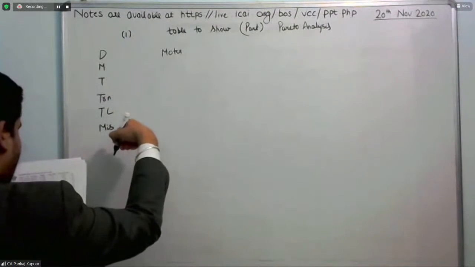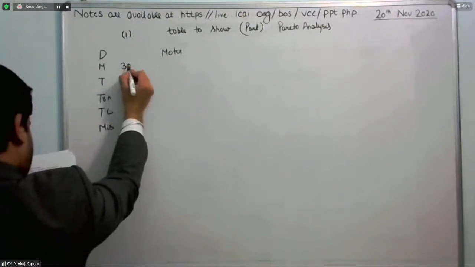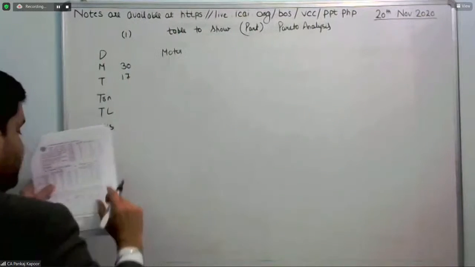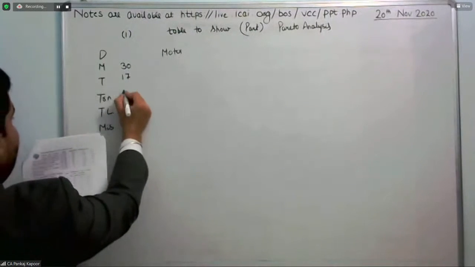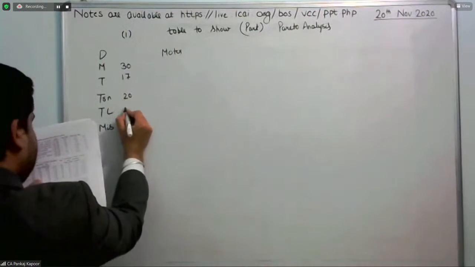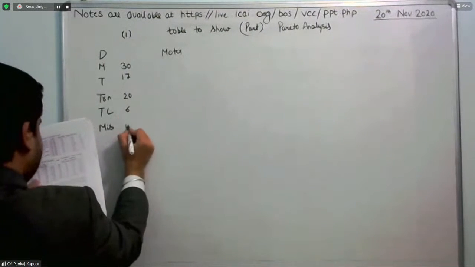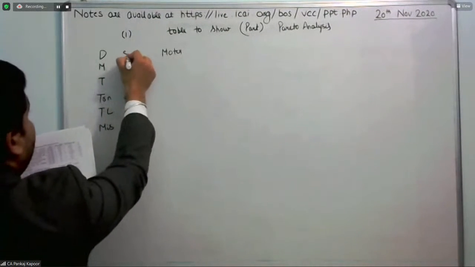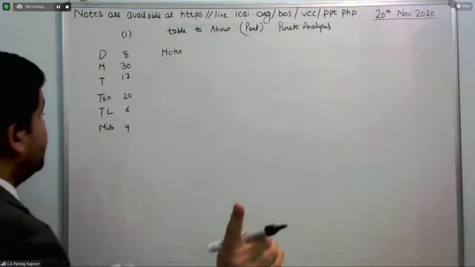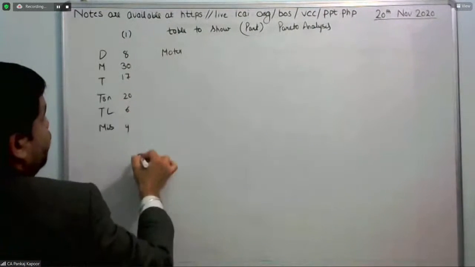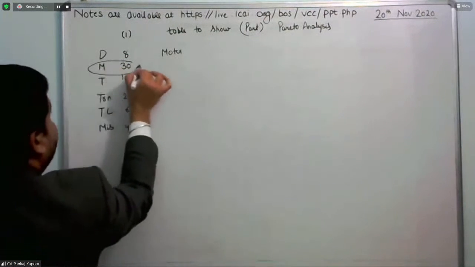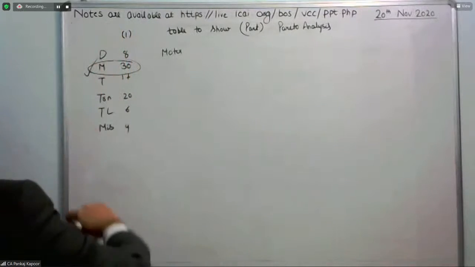What are their frequencies? The motor's frequency is 30, the track frequency is 70, then the trimmer frequency is 20, then the T-lock frequency is 6, the miscellaneous frequency is 4, whereas the frequency of the door is 8. Friends, in the order of significance, which one is the highest? Which one is the most important for us?